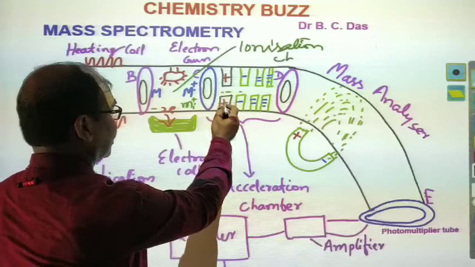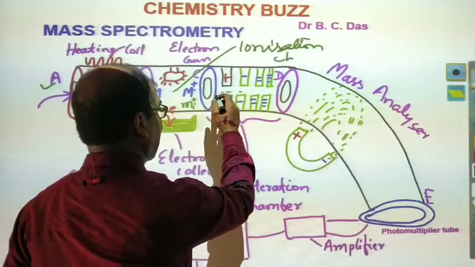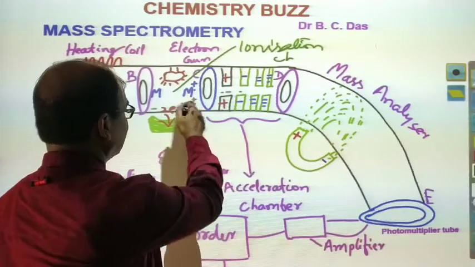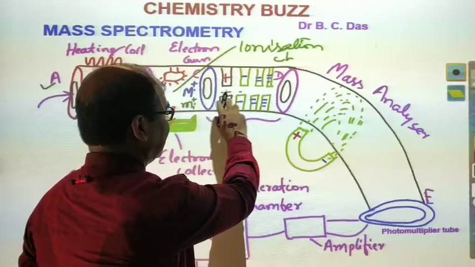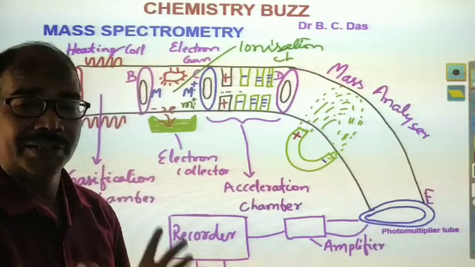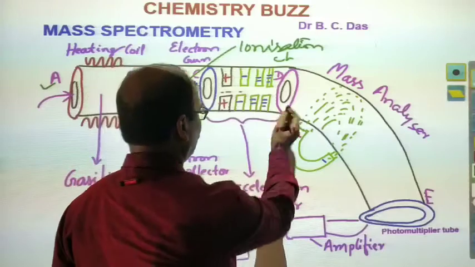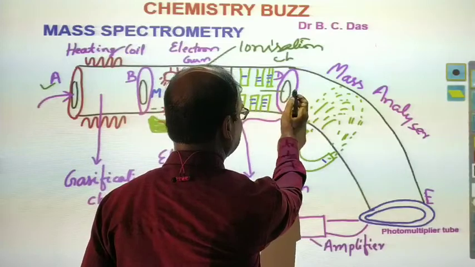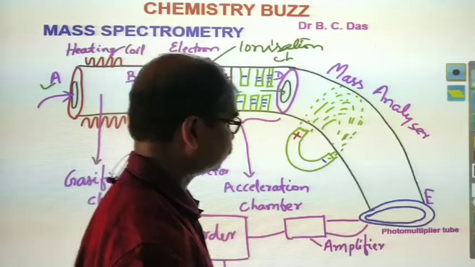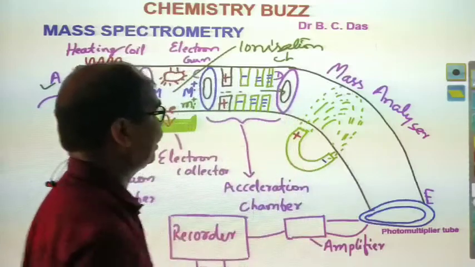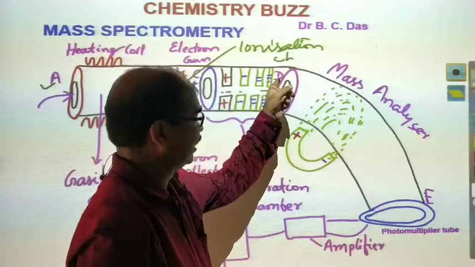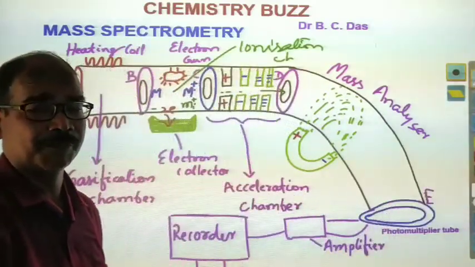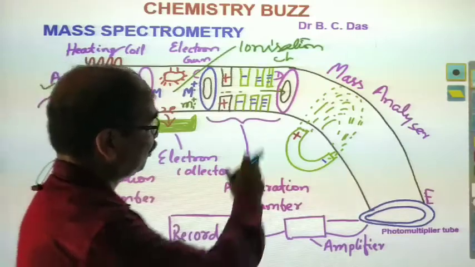So the electric field accelerates the radical cations or cations formed in the ionization chamber, and it imparts an equal kinetic energy. When these radical cations or cations reach here, at this slit D, they are subjected to the magnetic field. I have already explained the role of the magnetic field.